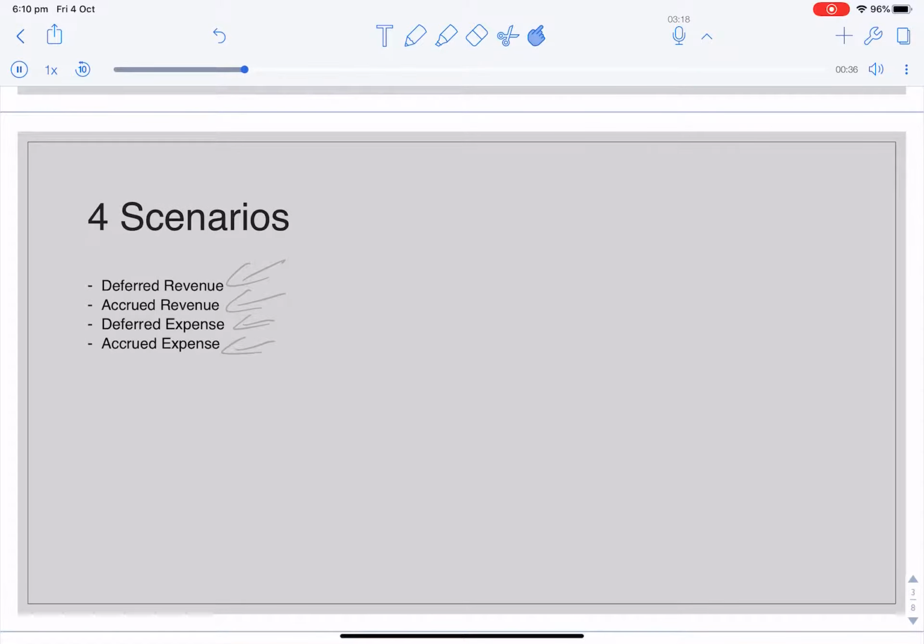On flight day, the adjusting entry is performed, debiting liability and crediting service revenue.